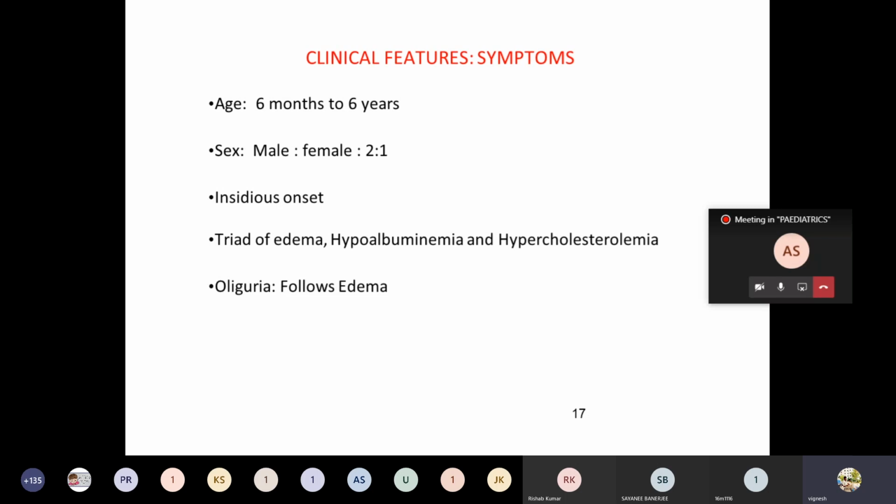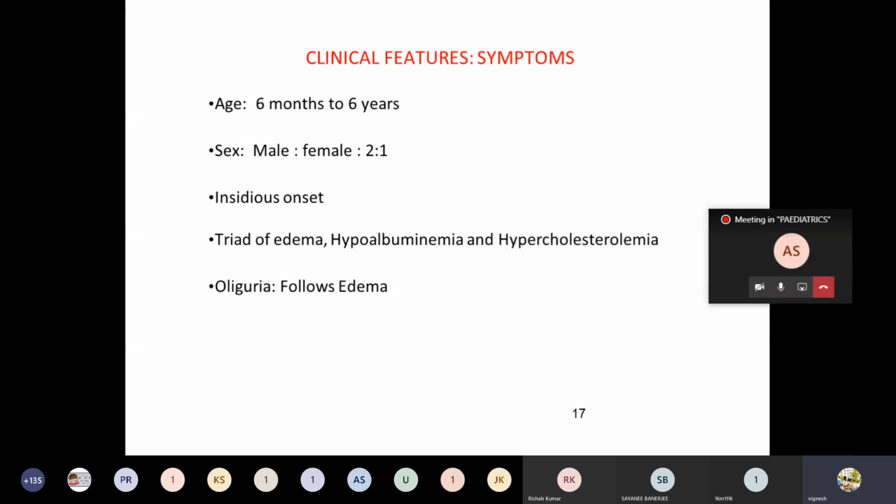Gradually, the edema comes to the face first, then gradually it descends. It comes to the abdomen, then it comes to the trunk, as well as sometimes in males the scrotum as well as lower limb edema. So progressive increase in the edema.